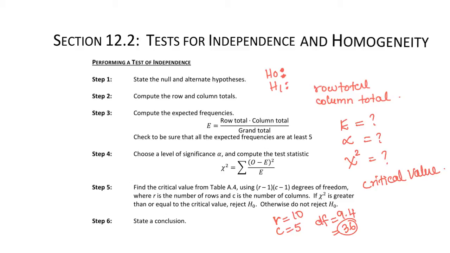Okay. Then we will check whether chi-square is greater than or equal to the critical value. If yes, reject the null hypothesis at alpha. Otherwise, do not reject the null hypothesis. Then depending on that, you can state a conclusion.